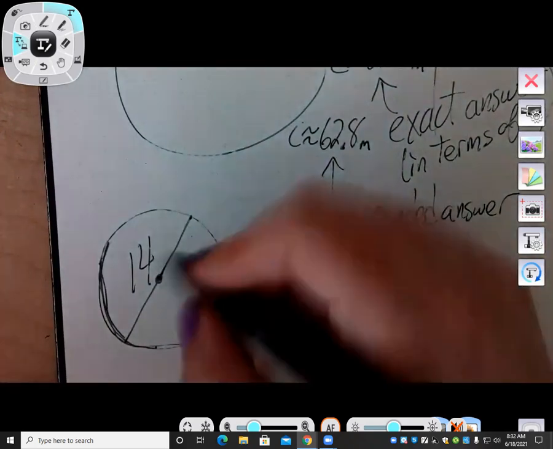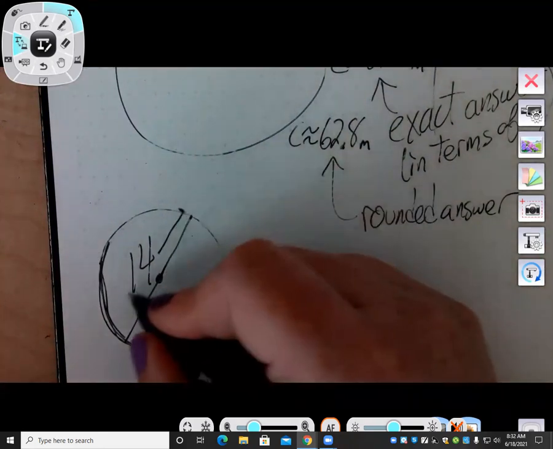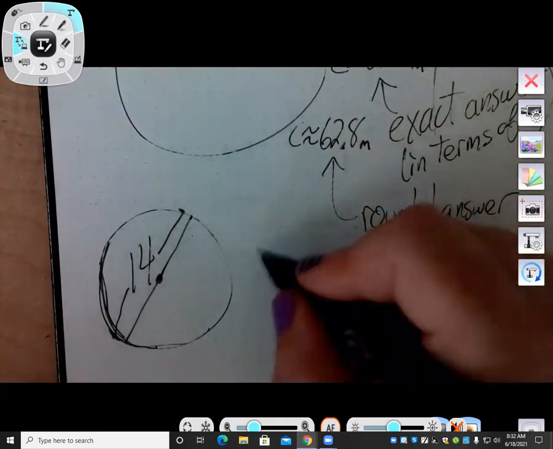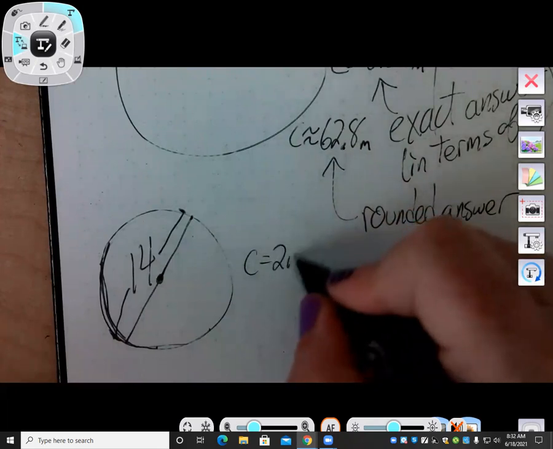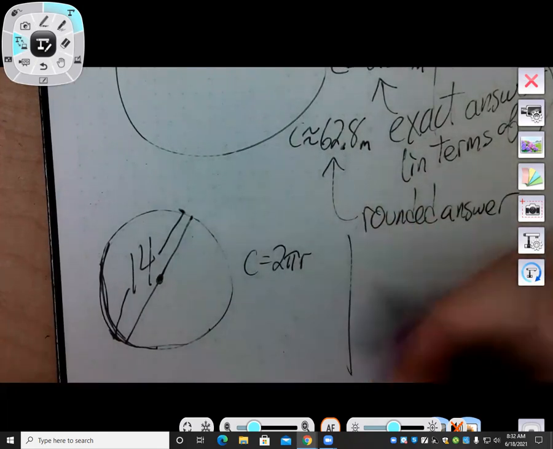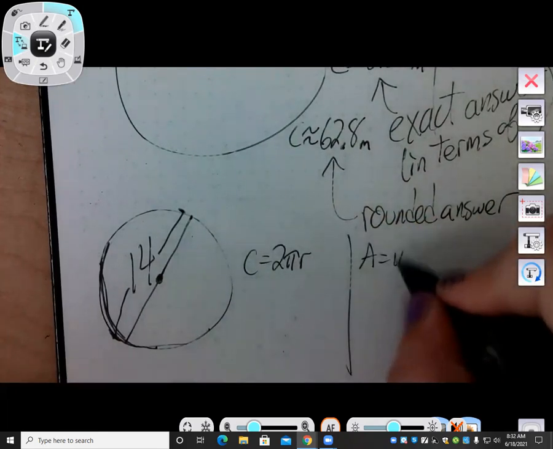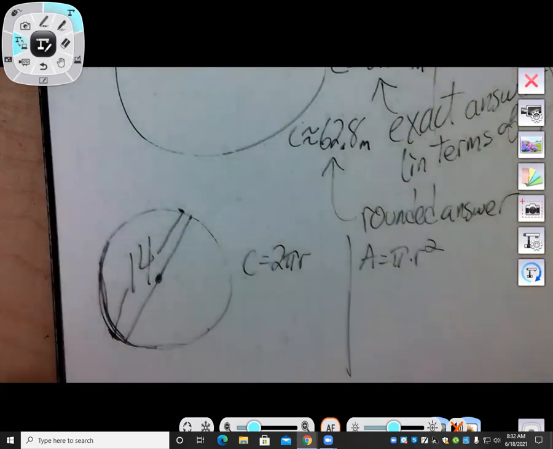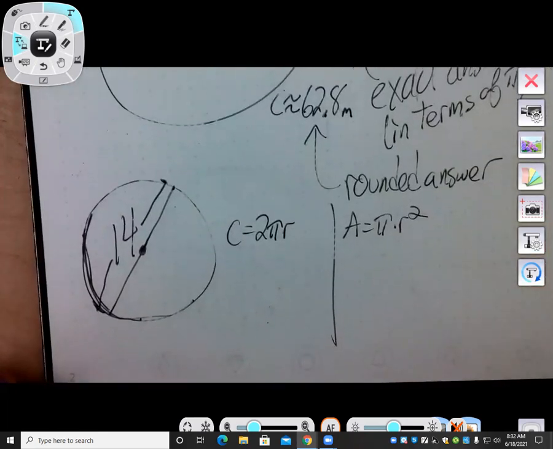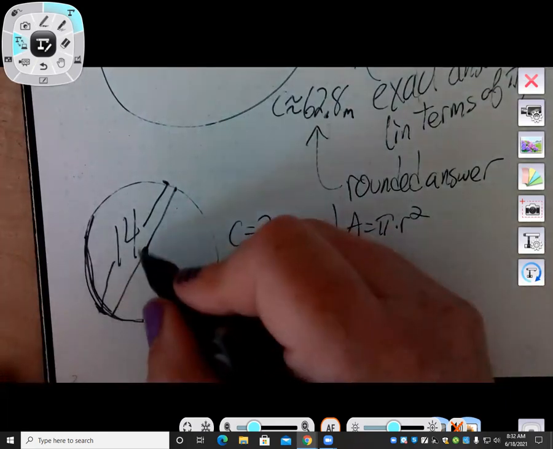Here, I'm giving you that this whole thing is 14. I would still like you to find circumference and area. Okay, so please find me the rounded answer for both of these. And let's stick with meters because it's easy.